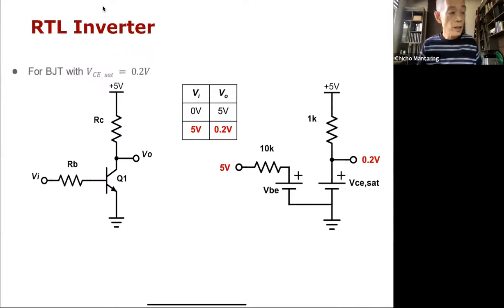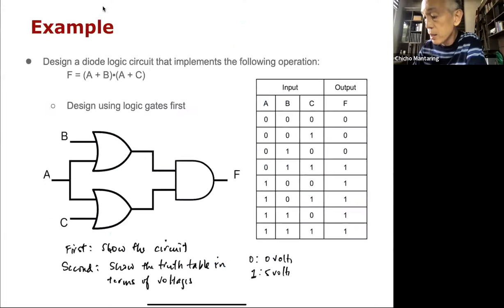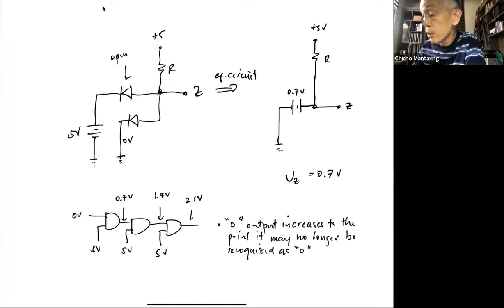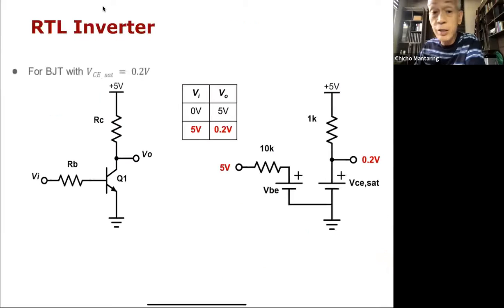Okay, let's take up the RTL inverter. No? So, in effect, here, no? So we already discussed diode logic. So in diode logic, you can only implement AND and OR. So let's go to resistor transistor logic. Okay. So the first thing that we will take for resistor transistor logic is your inverter.